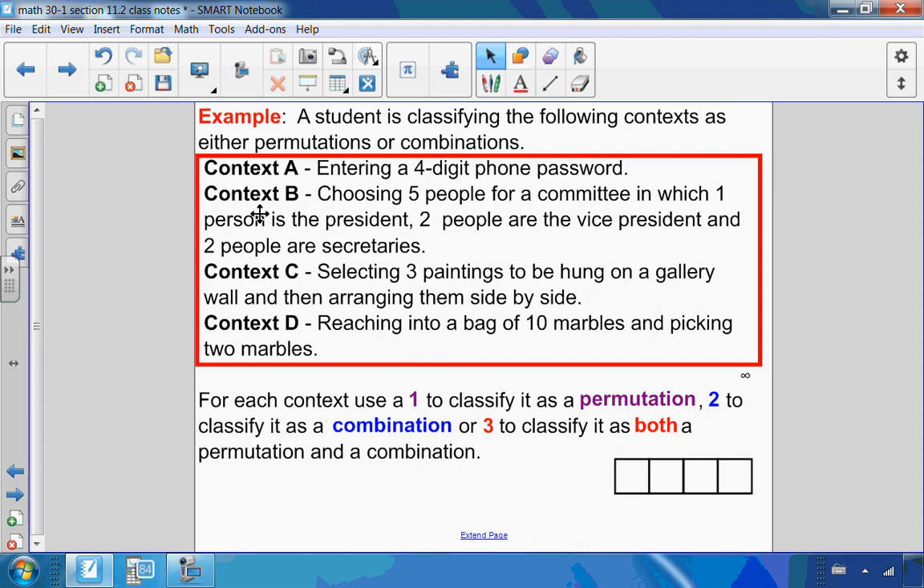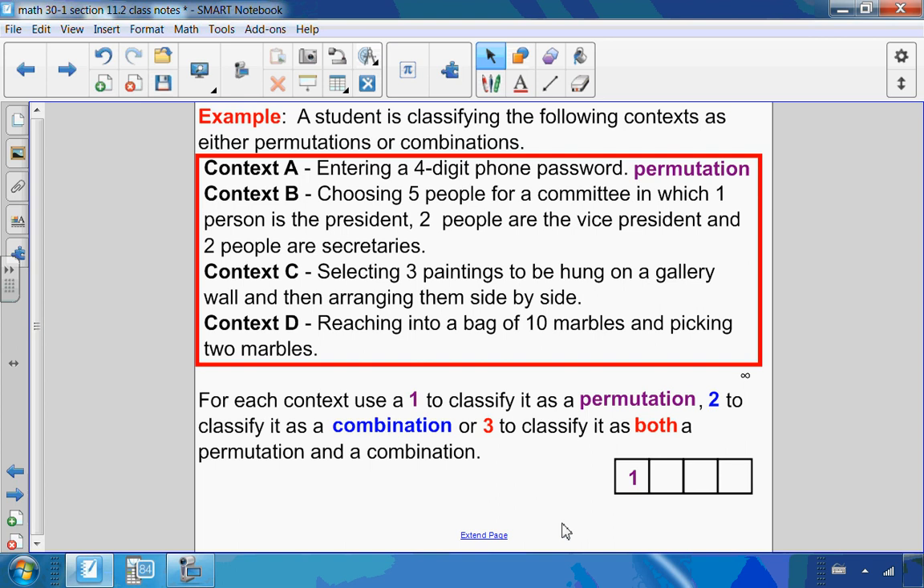Okay, so here's context A. Entering in a 4-digit password. Is the order important? Well, yes, the order is important because if you don't enter in the correct order of the numbers, you're not going to gain access. So context A is 1, a permutation.